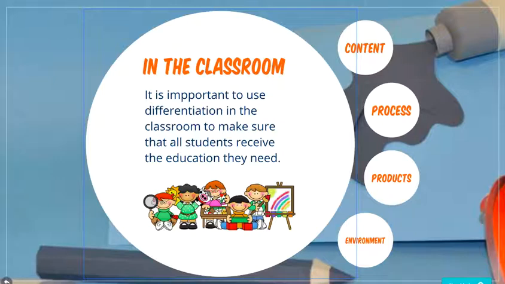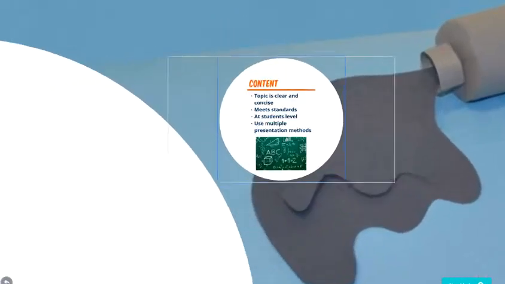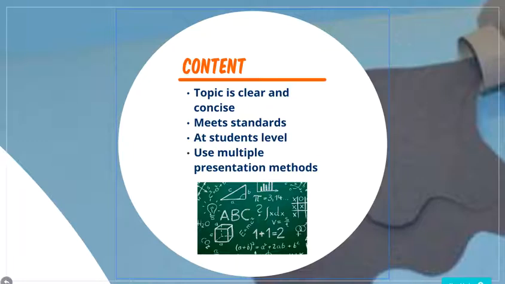It is important to use differentiation in the classroom to make sure that all students receive the education they need. The content needs to be clear and concise. It needs to meet the standards. It is important to teach at the student's level. For example, you might use varying reading level resources to help all levels of learners to learn the content. Using multiple presentation methods can also help learners learn better.